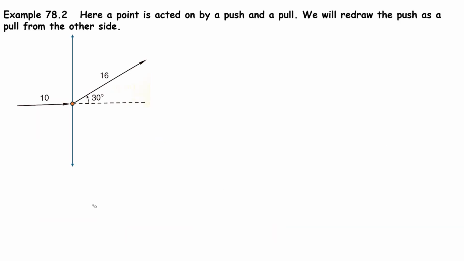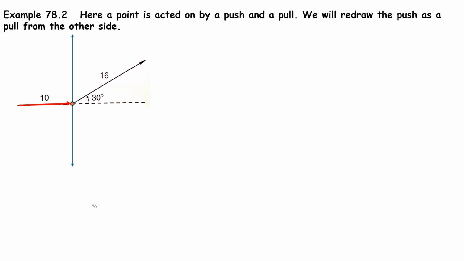Okay, here's another one. This one is where we have a push that we're going to change to a pull. Anytime we have a push, we are going to change it to a pull because it's the same force. It has the same effect on the object. So here a point is acted on by a push and a pull. We will redraw the push as a pull from the other side.